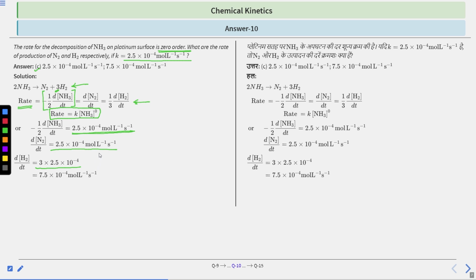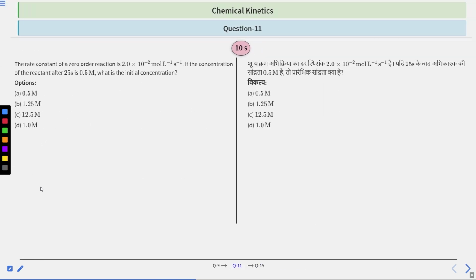Okay, so this is what we have to find out, the rate of production of N2 and H2. So it will be 2.5 times 10 to the power minus 4 and 7.5 times 10 to the power minus 4 mole per liter per second respectively. Thus, the C option is the correct answer. Okay, let's see the next question. Question number 11.